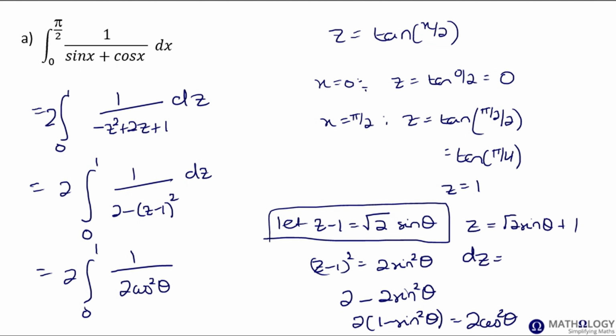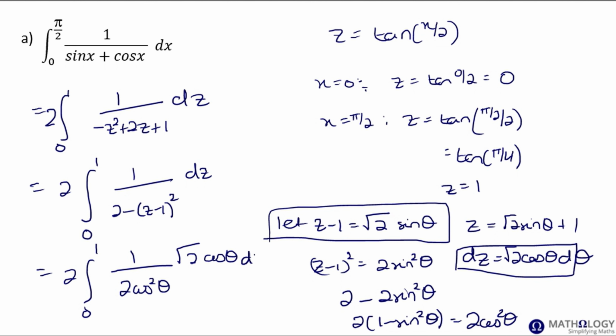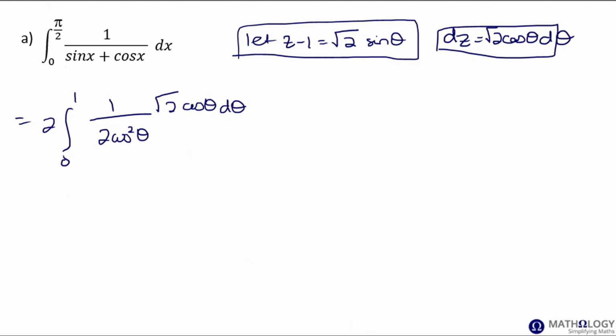dz will be, root 2 is a constant, so it's going to be root 2. The derivative of sine theta is cos theta, and the derivative of plus 1, which is a constant, is going to be 0. So this is our expression for dz. So dz will be root 2 cos theta, and I should have put d theta there. We also need to look at the limits of integration as well. So this was z equals 0 and z equals 1.